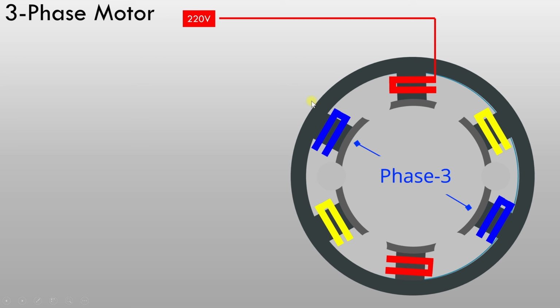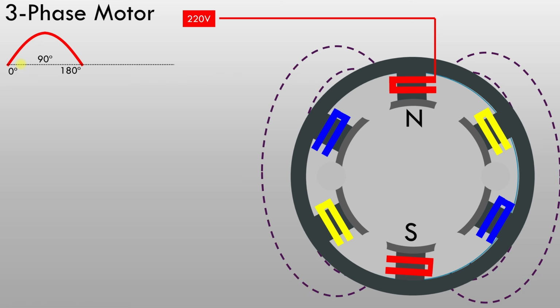To each of these phases, we will provide one phase of the 3-phase power. For example, for the first winding, we are providing the first phase. When there is a positive half of the first phase alternating current, we can see a north and south pole electromagnet generated in the stator. This creates a magnetic field around the rotor.